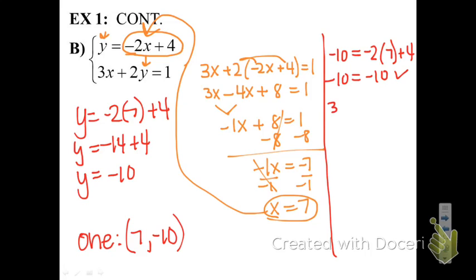In the bottom one, you're going to replace that x and y again. So 3 times 7 plus 2 times the y value, negative 10, equals 1. And we'll solve it. This is 21 plus a negative 20 equals 1, and 21 plus a negative 20 is 1. And because it checks, we know that our solution is correct.